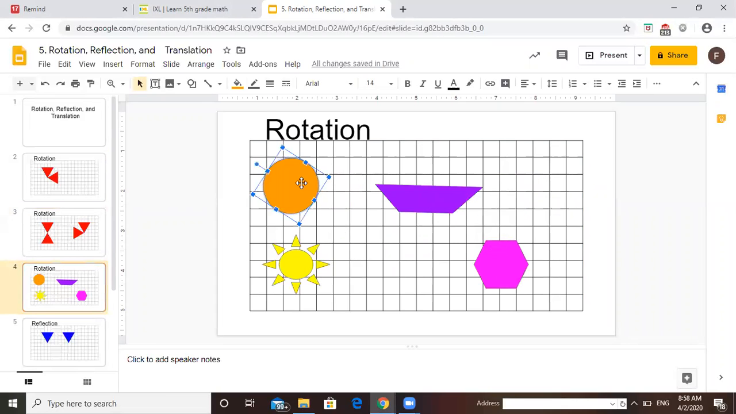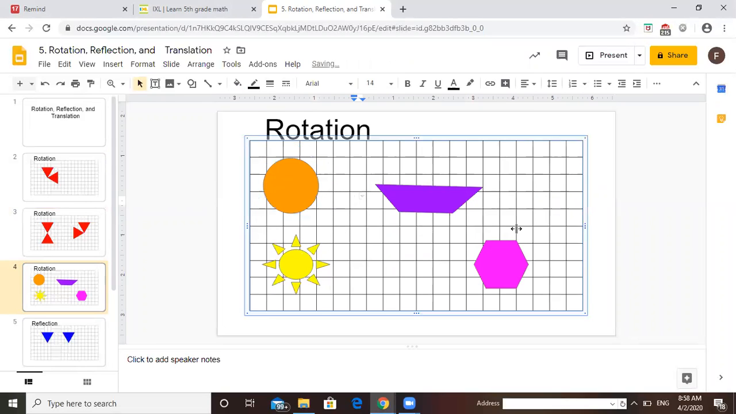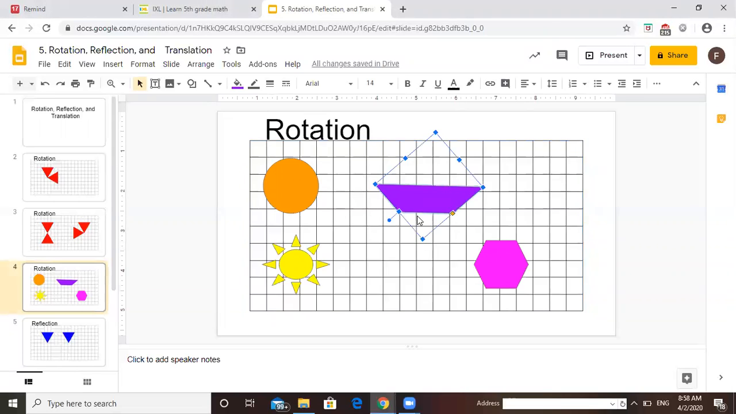So some shapes have rotational symmetry, and that is they have the same shape or they look the same after being rotated. So I just rotated this circle a few times and it still looks the same. Then we have shapes like this trapezoid that do not have rotational symmetry. So you rotate it like this and it does not look the same.